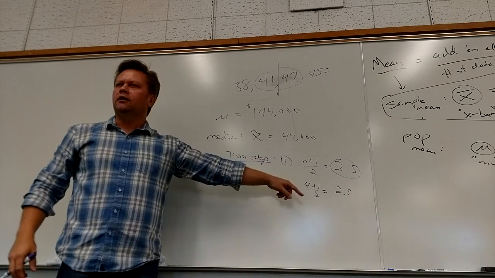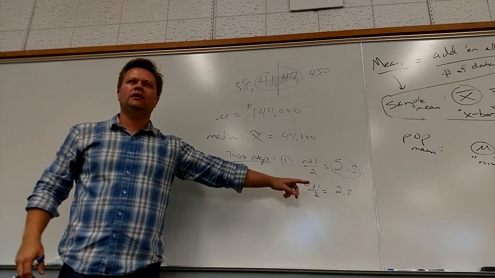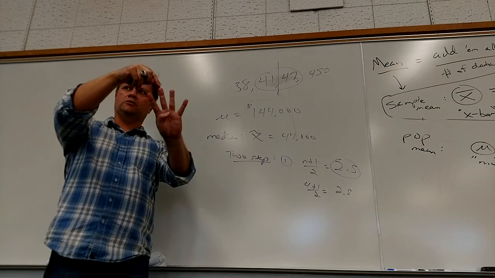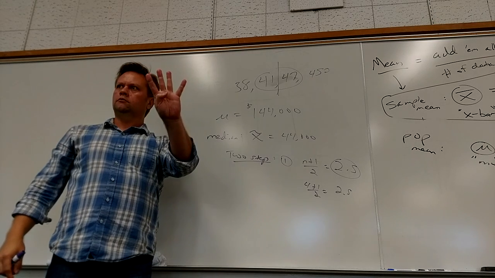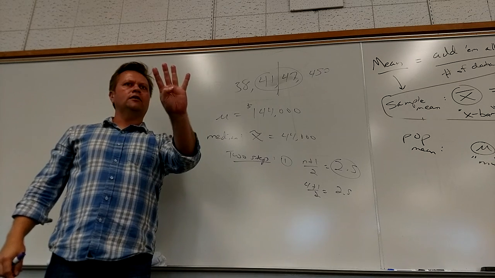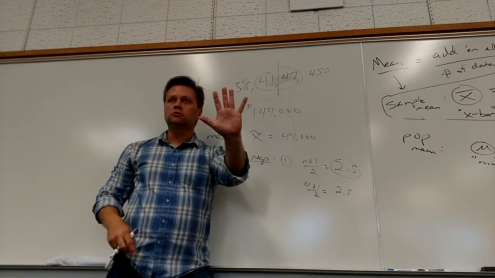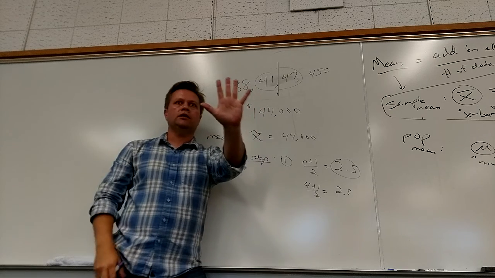And you're all like, 2.5th number, what the hell? But does that make sense now what it means? It's the number between the second and third. So if I had 5 data points, it would have been 5 plus 1 divided by 2 is 3. The third number, well yeah, that's the middle number.